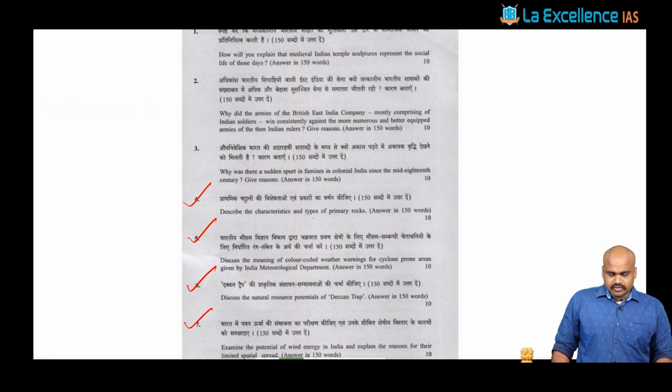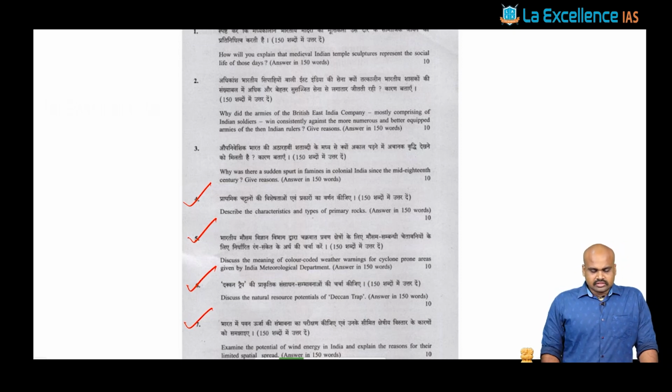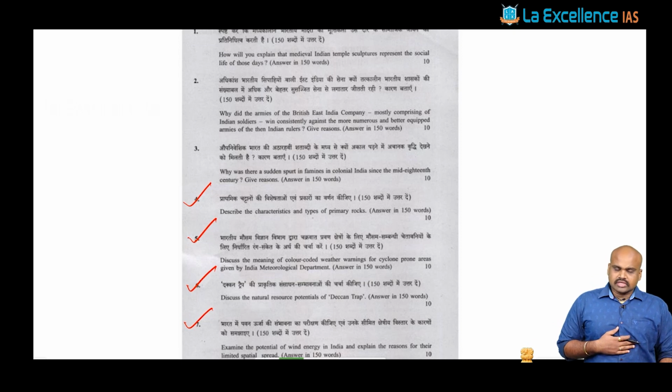And we'll look at the next question, the 6th question: discuss the natural resources potential of Deccan trap. Again, I was talking about the number of questions that were repeated. When you look at those repeated questions, what you can see is that this Deccan trap question is nothing but an extension of the Gondwana land question that was asked last year.